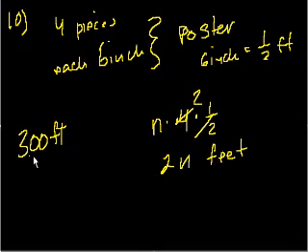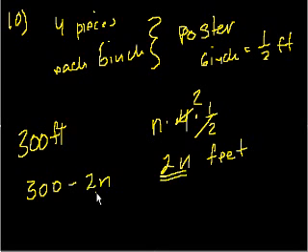So if he starts with 300, the amount that he has left is what he started with minus what he used. He used 2n feet. So he starts with 300 feet minus 2n feet. So that's the expression. That's choice B.